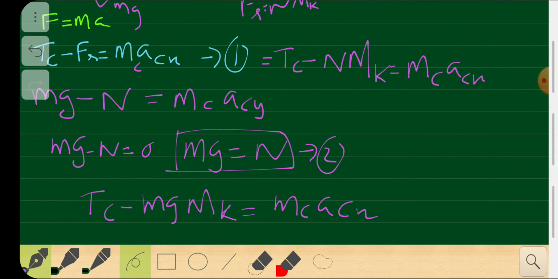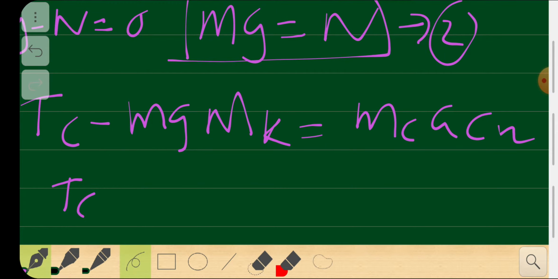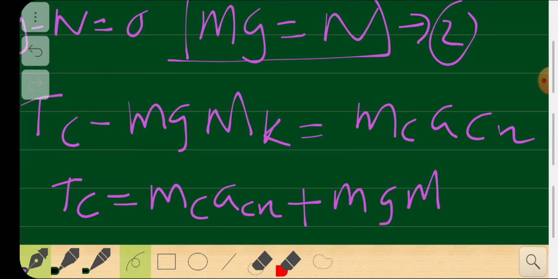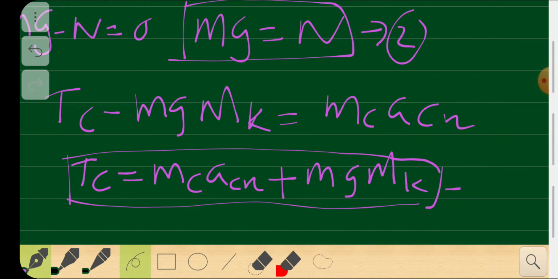Okay, so we have found out Tc as well. Let's simplify this a little bit further. So Tc can be written as mc acx plus mg mu k. So let's call this equation 3. We have found out the tension.